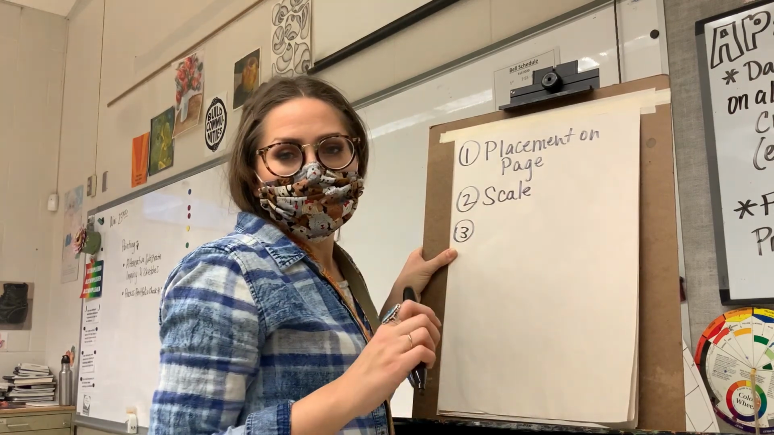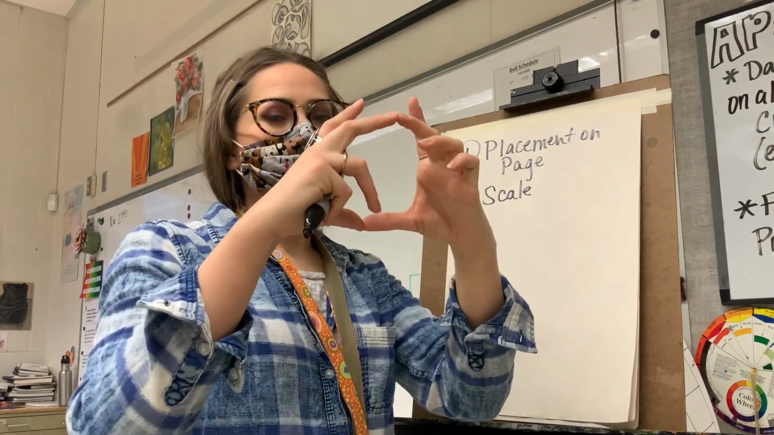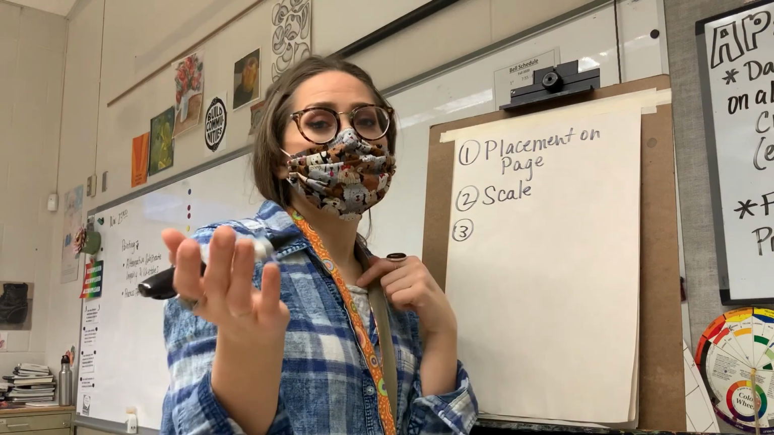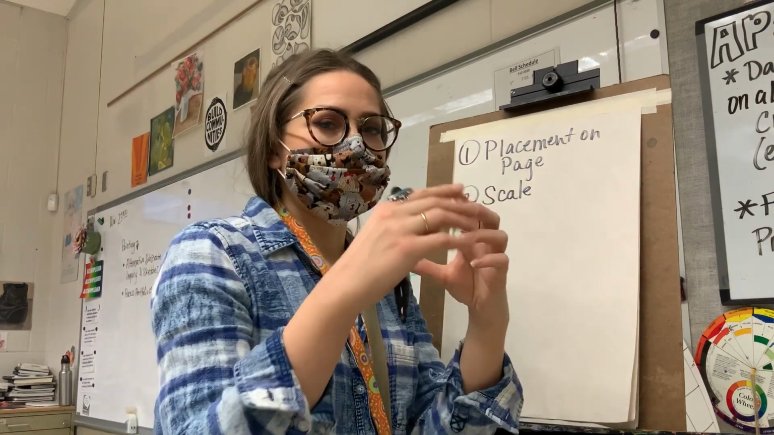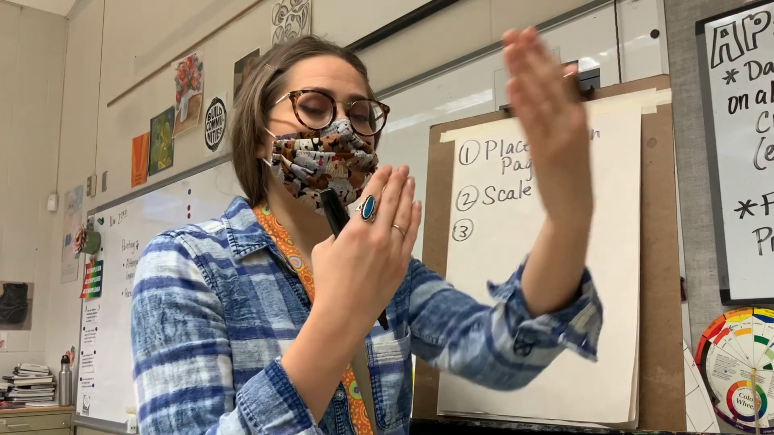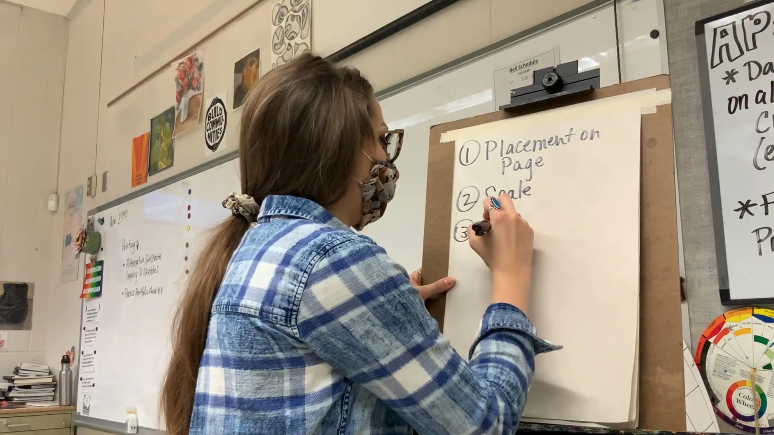And the third thing that we're talking about is overlapping. So to make even two spheres that are close to the same proximity to the viewer, if one of them is overlapping the other one, it will help it to look like it is closer that way. So overlap.